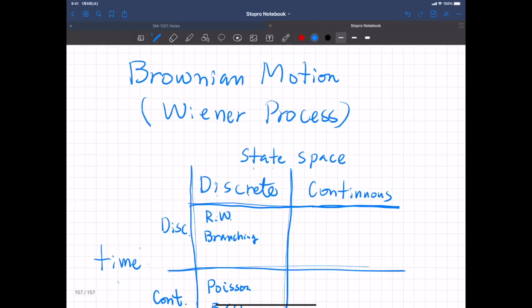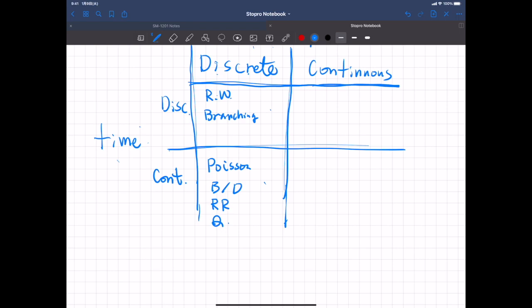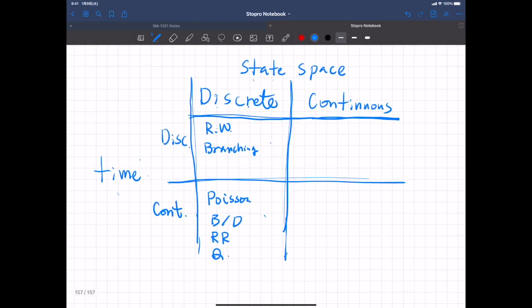And Brownian motion is different from all these, and it has continuous state space. So Brownian motion is here, and also continuous time. And I don't think continuous state space and discrete time makes sense, because if time step is discrete, then state space cannot move continuously. So I think this category does not exist in any sensible way.